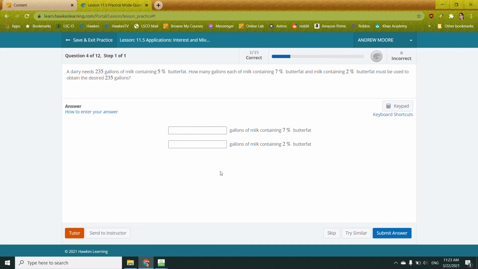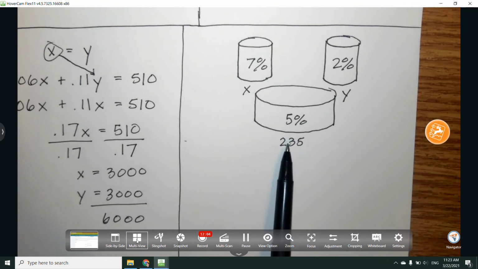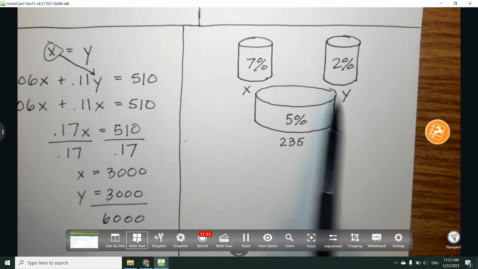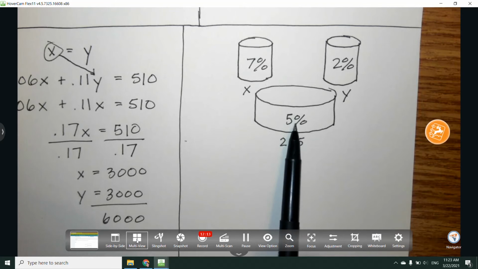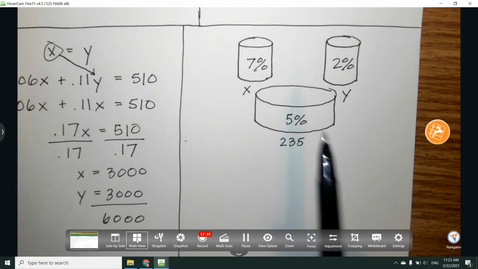A dairy needs 235 gallons of 5% butterfat. How many gallons of each milk containing 7% butterfat and milk containing 2% butterfat must be used to obtain the desired 235 gallons? So here's our problem. This is our goal. We want to have 235 of this 5%. We have containers that we need to fill up with a certain amount of gallons of each one, and we want to know how many of each one we have to put to hit this sweet spot that we're shooting for.